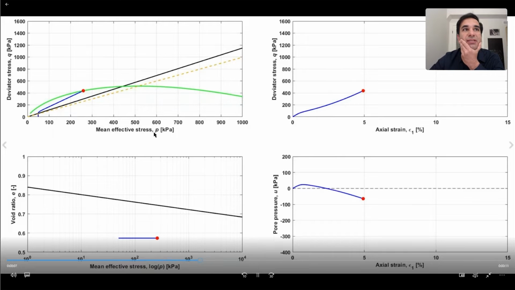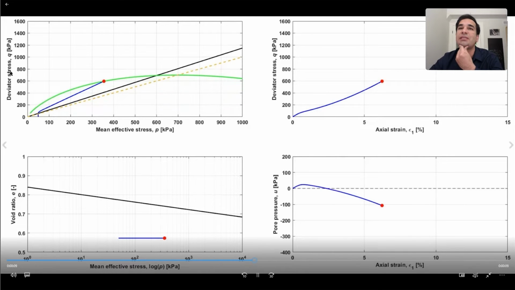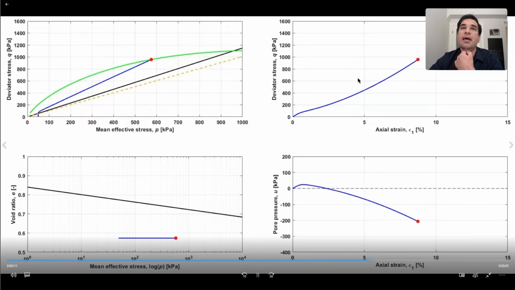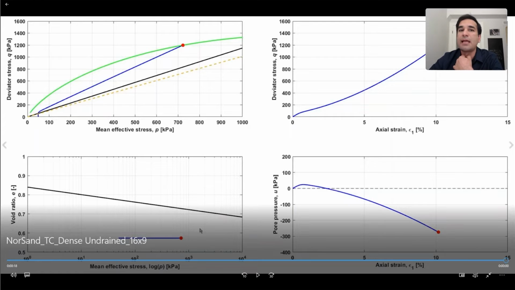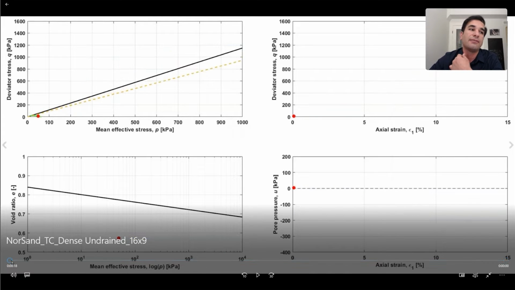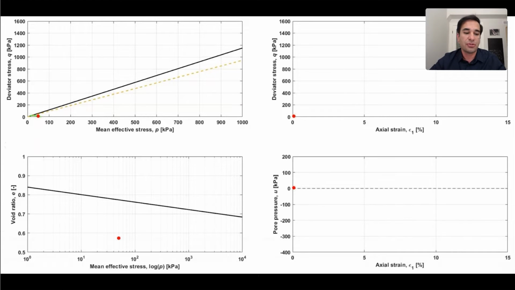Top left is the one I want you guys to focus on. This is the stress path, the deviator stress plotted versus mean effective stress. And on the right, you have deviator stress versus axial strain. These are standard measurements out of tests. You have pore pressure, and then you have on the left, the void ratio versus log p with the critical state line drawn.